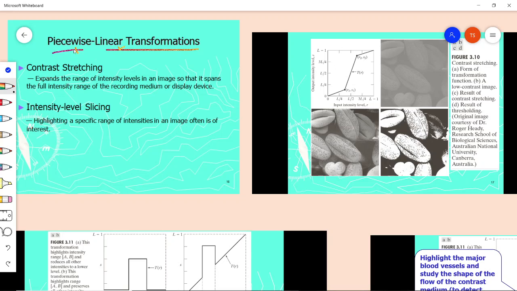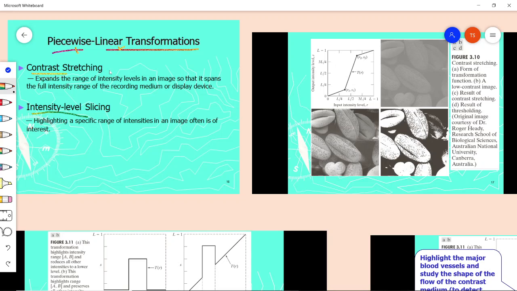And for piecewise linear transformations, we have two types. First is contrast stretching, second is intensity level slicing. Now what is contrast stretching? Contrast stretching means, we know stretching. Stretching means we are enlarging or shrinking something.